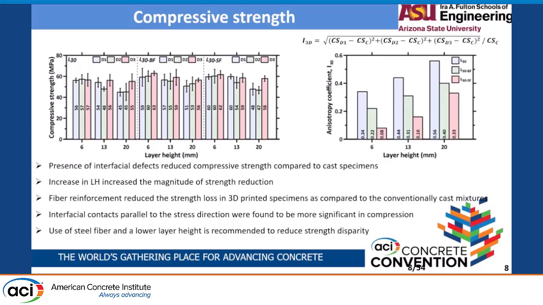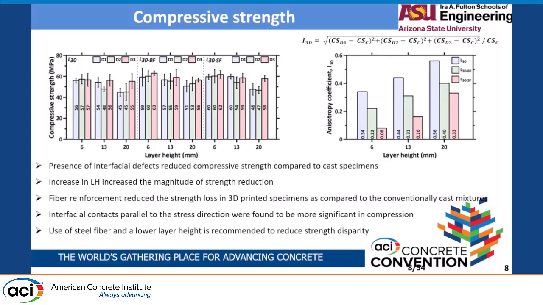But when we go to the D2 direction, in which stress is applied parallel to the interfilament interfaces, due to the circular nozzle we start seeing a rounding of the extruded layer, due to which defects are formed at the interfilament interface when we increase the layer height from 6 to 13 and to 20 mm. So we see a drop in strength in the 13 and 20 mm samples compared to the 6 mm sample.